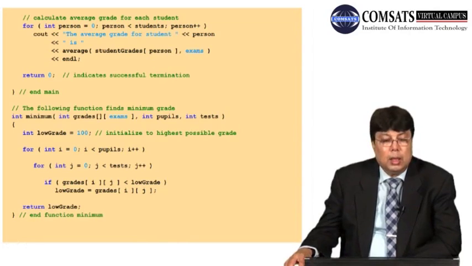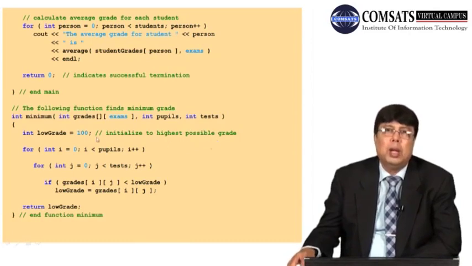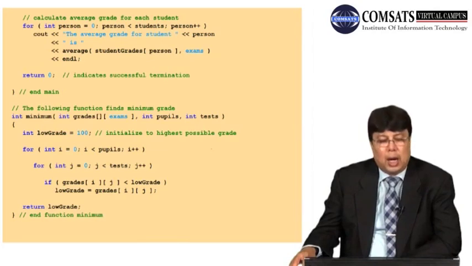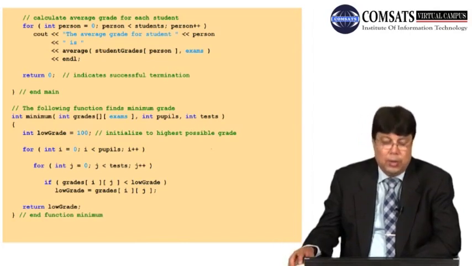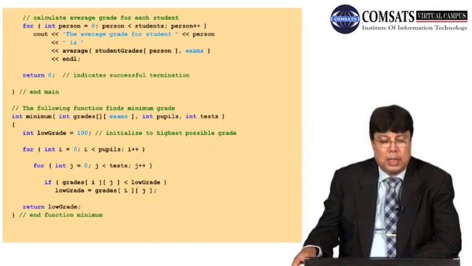So this is the definition of the minimum, initialized to the highest value. We assume that in order to find the minimum, we define the largest value. Otherwise, अगर आपने कहा कि minimum is 0, तो 0 से तो नीचे कोई जाएगा नहीं, so you will have a wrong result. So when we initialize the minimum value, we try to initialize with the maximum value.